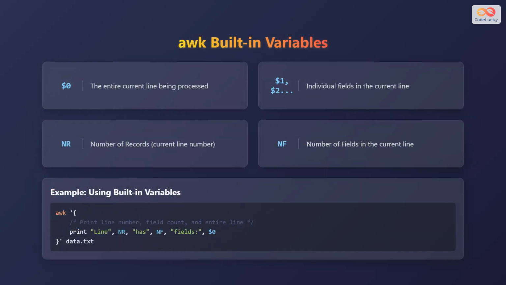Let's explore the built-in variables that awk provides. $0 represents the entire current line being processed. $1, $2, and so on represent individual fields in the current line. NR represents the number of records, essentially the current line number. NF represents the number of fields in the current line. Here is an example using these built-in variables. This script prints the line number, field count, and the entire line for each record in the data.txt file.